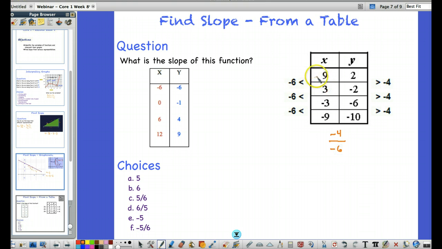-6, right? Always look at the change. Between 9 and 3 is -6. We can reduce this to 2 over 3, right? Negative divided by negative is a positive, and 2 goes into both. Okay, so look at this one, you guys. Pick a choice. What do you think our slope is for this one?